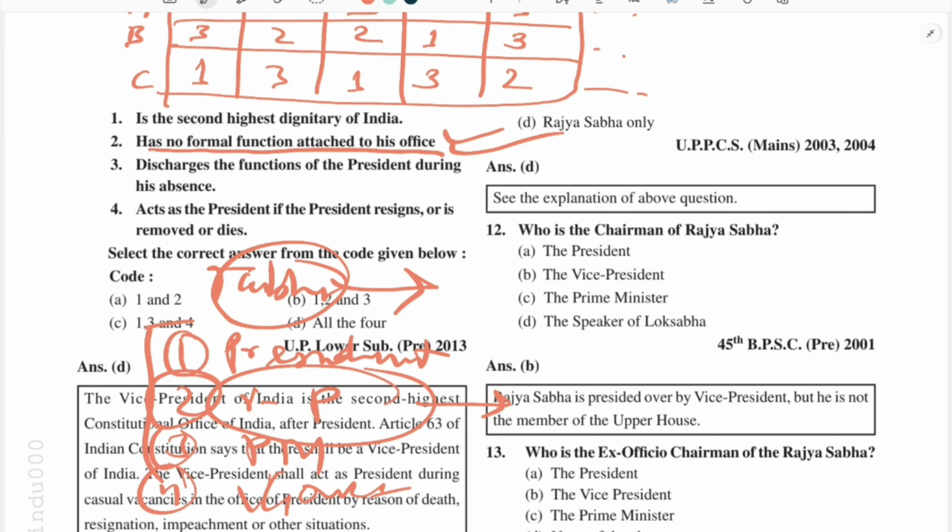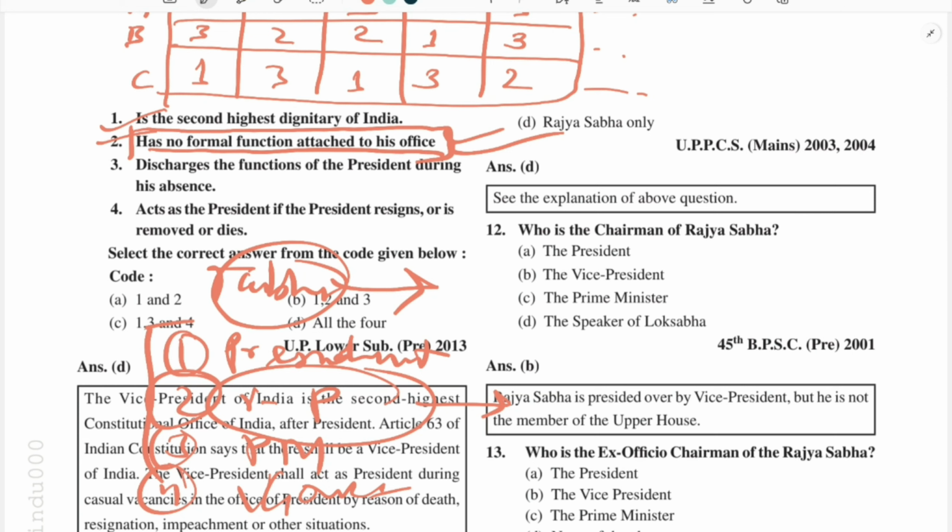So he is also chancellor of central universities. So there are some functions, but as such, there are no formal functions attached to his office. So the second statement is also correct, because he comes to power only when the president is not in the office.